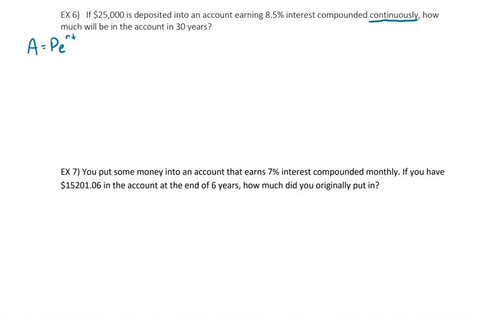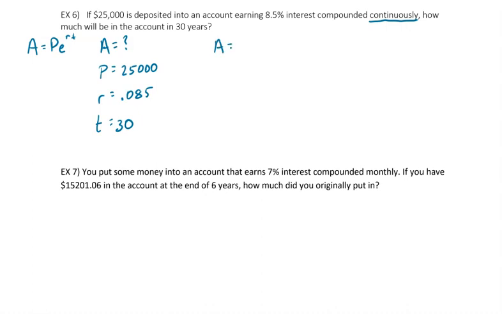So let's go ahead and list out our variables. So A is the amount that we end with. We don't know that again, so I'm going to put a question mark for now. P is how much we start with. It says we start with $25,000. R is the percentage of the interest, so it's 8.5% interest, which as a decimal is going to be 0.085. And T is the number of years, in this case it says 30 years. So let's plug everything in.